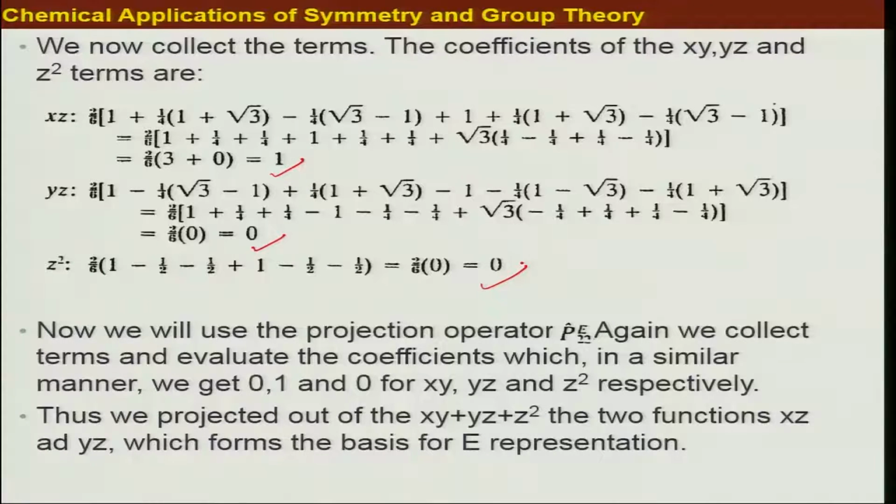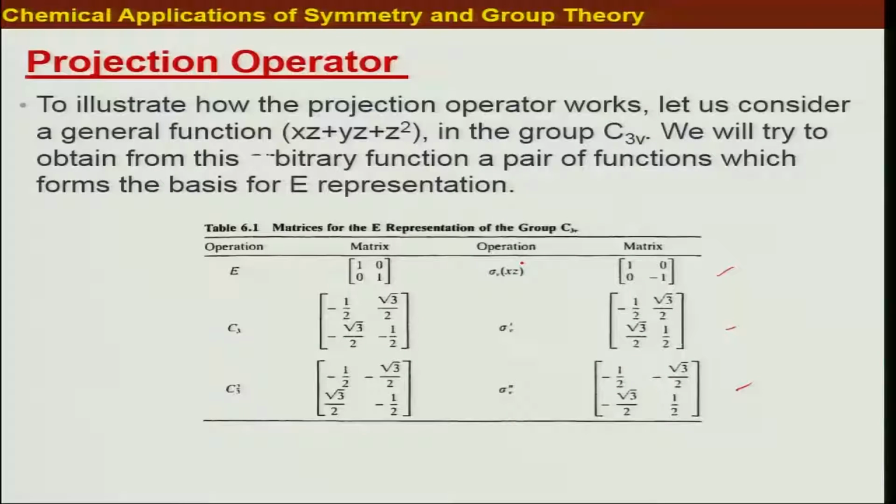The next projection operator will be taking the other diagonal element of this 2 by 2 representation. That will correspond to the 2 by 2 diagonal element of each and every symmetry operation. If we quickly look at the representation for E, the 2 by 2 element is again 1, so it will be no different, and for C3 again it is minus half, for C3 square minus half, and so on.